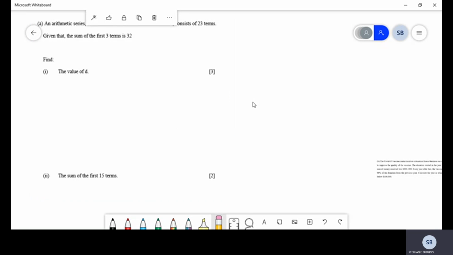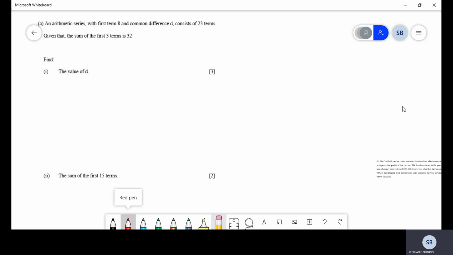Let's look at this question. So this question says, for an arithmetic series with the first term being a, so immediately we can identify that for this question, a has a value of 8. And a common difference d, they did not give us a value, so we don't know. They also did not give us the sequence. They told us that the sequence, however, consists of 23 terms. So we know that in total, the largest value of n is given by 23.